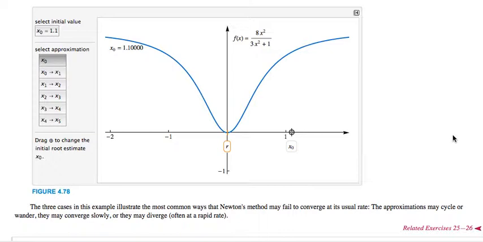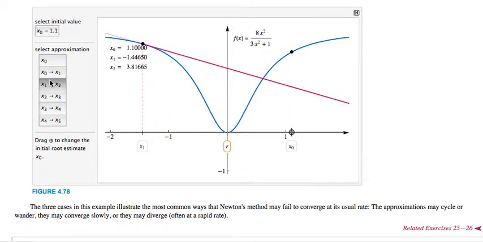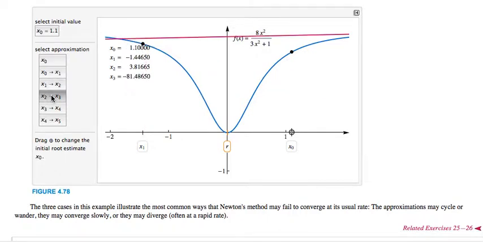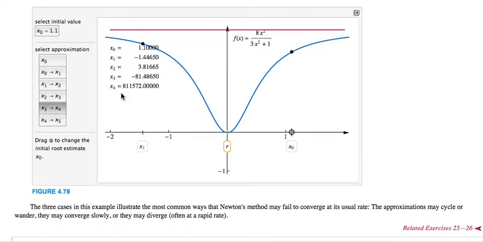And for our final example of a pitfall of Newton's method, let's start with an approximation of 1.1. After our first iteration, we end up at negative 1.446. Our second iteration takes us to 3.8, which takes us to negative 81. And you can see that our approximation of the root is increasing in magnitude at a very high rate of speed.